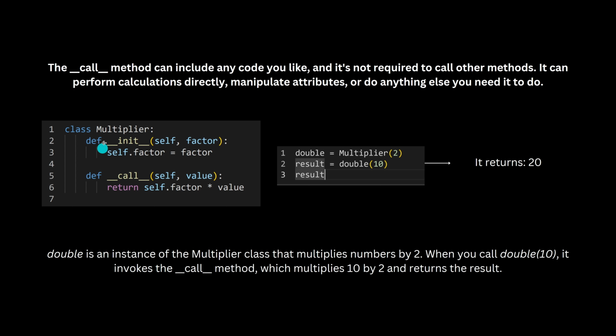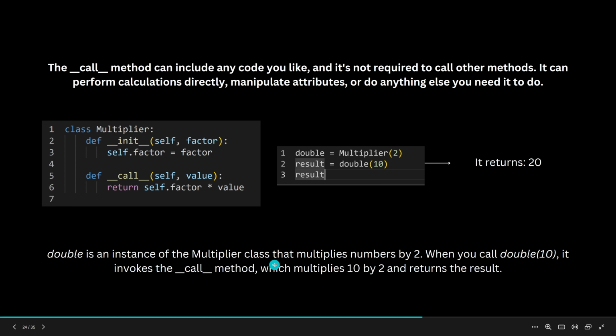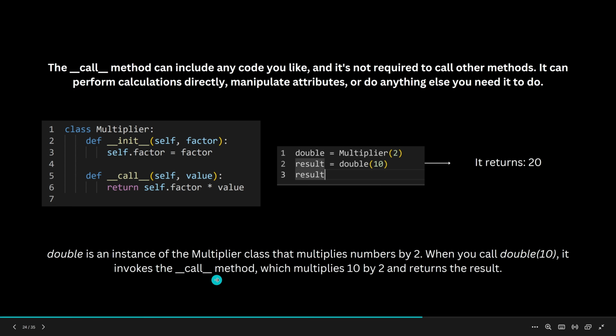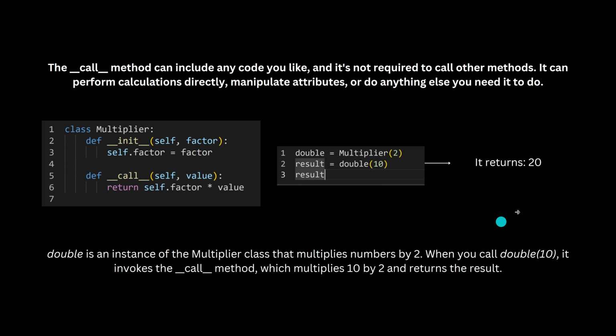If you see here, Multiplier, we have init with our factor, and then with the call, factor times value. We call Multiplier with a factor of 2, and we apply this as double, and double 10 is the result. Double is an instance of the Multiplier class that multiplies numbers by 2. When you call double 10, it invokes the call method, which multiplies 10 by 2, and you're not going to guess what the result is. So call can also stand alone and do all the calculations itself.